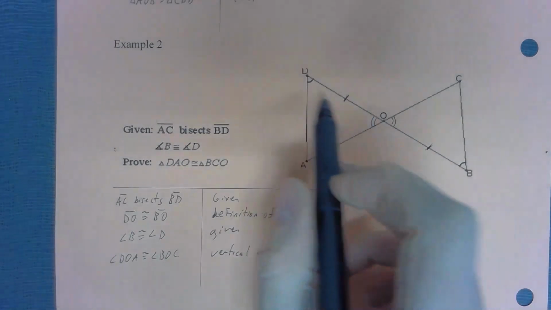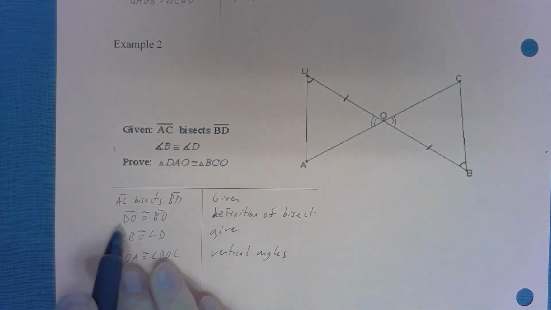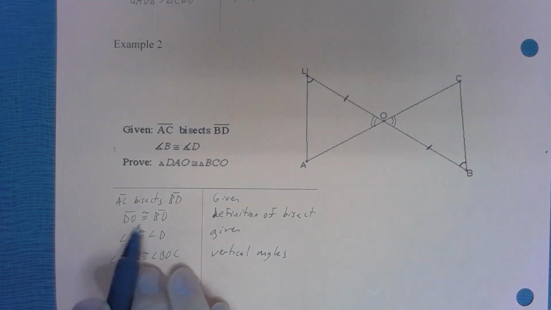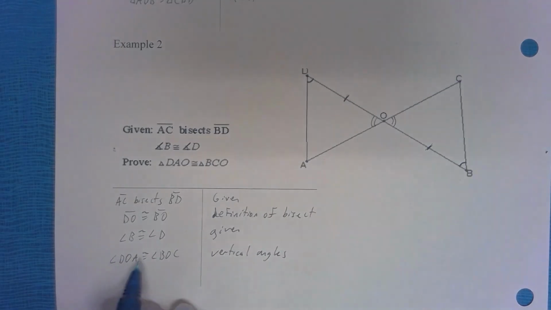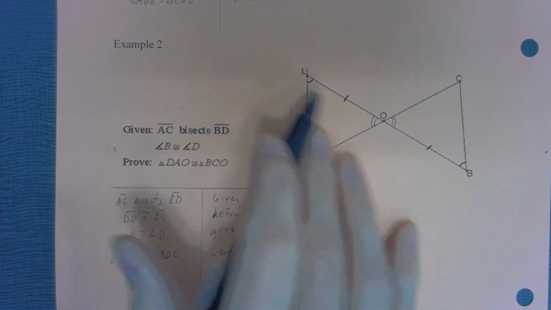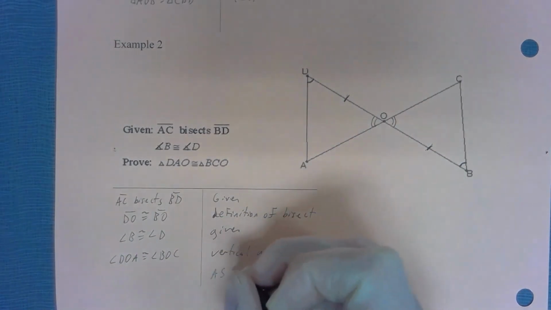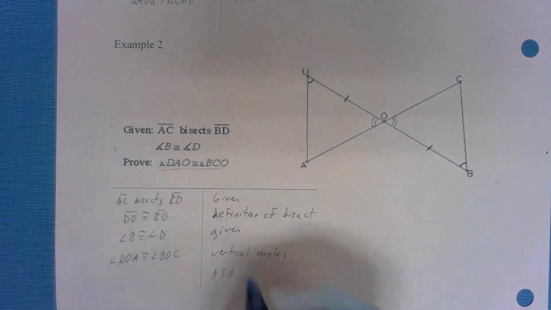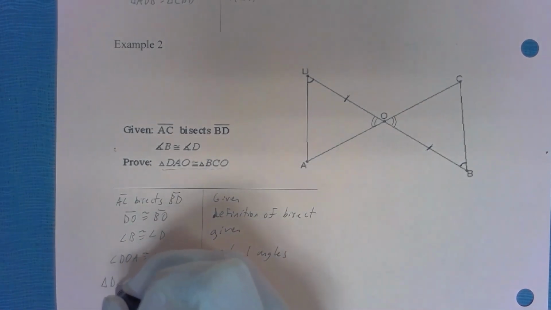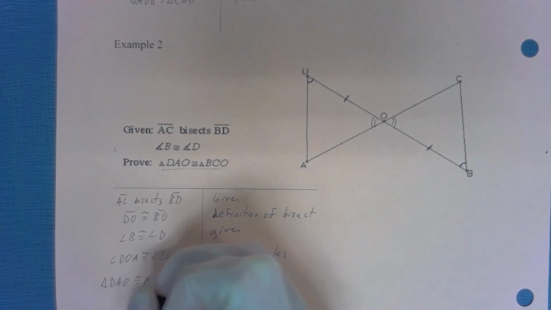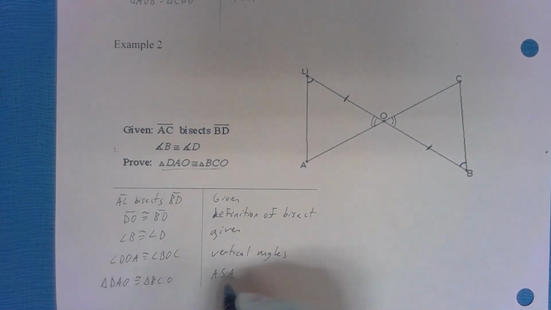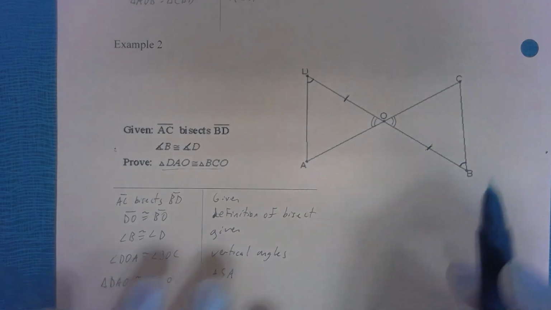And then finally, now that we have stated explicitly that we have a congruent side, we have congruent angles, we have another pair of congruent angles, and the side is between the two angles, so that is ASA for our reason. ASA, we can say what we were trying to prove all along. Triangle DAO is congruent to triangle BCO by the ASA congruence theorem. Okay? Let's look at another way to express the same idea.